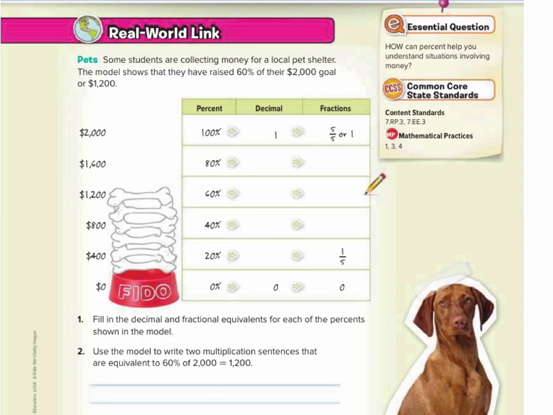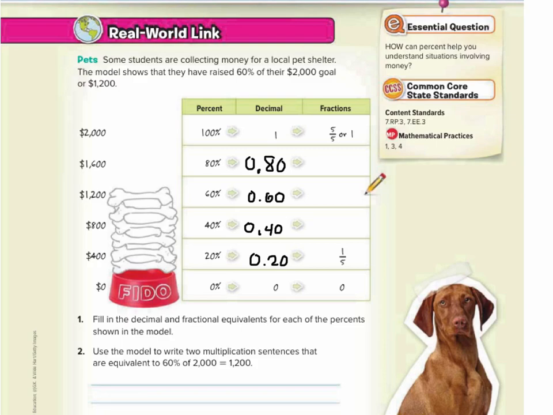Number 1 asks us, fill in the decimal and fractional equivalents for each of the percents shown in the model. Well, 80% as a decimal can be written as 0.80. 60%, 0.60. 40%, 0.40. 20%, 0.20.